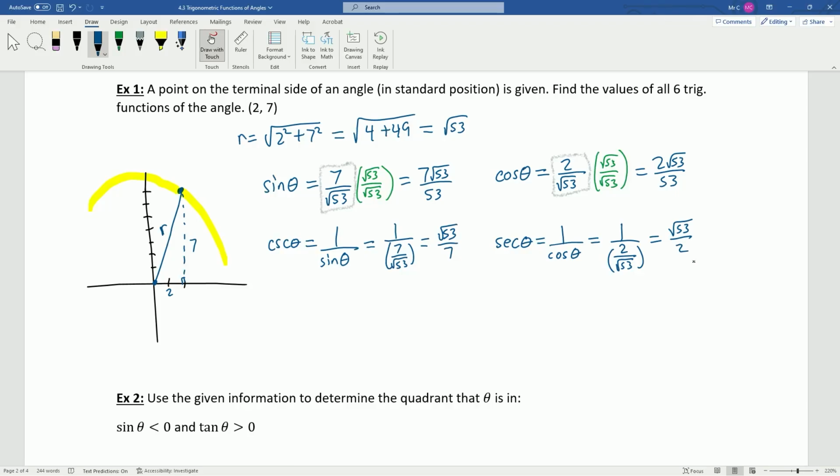Okay, now I need to evaluate tangent and cotangent. Now I could use tangent of theta is sine over cosine, which will involve dividing these square roots by these square roots. But I could also realize I already have the x and y values, and in this case it's actually simpler because tangent of theta is y over x. So that's 7 over 2. So we always use whichever version of the definitions, because they're all equivalent, is just going to make the work easiest for us. Right? And cotangent of theta, that's x over y. So that's just 2 over 7.